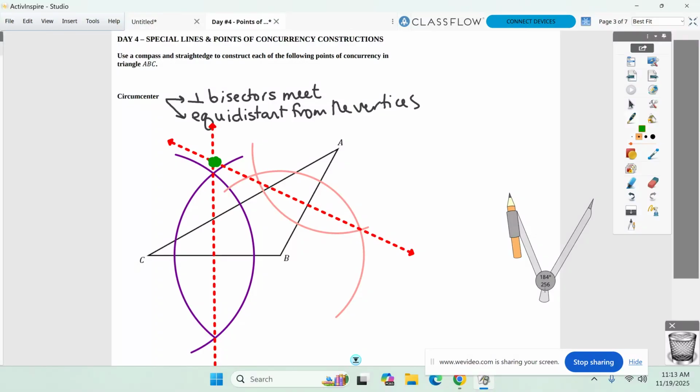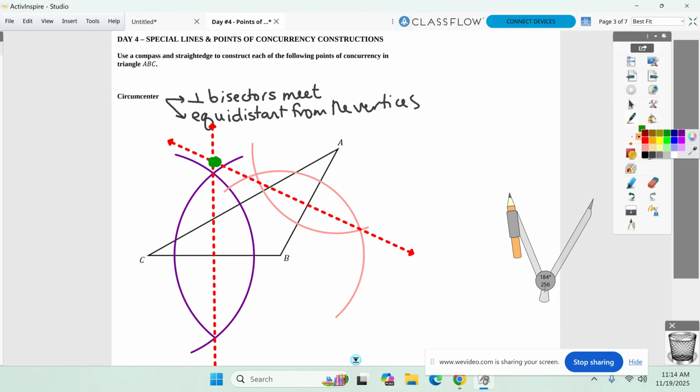Now move your compass to another vertex while still staying on the circumcenter. Did you have to open up or close your compass at all? Landed perfectly, didn't it? How beautiful is that? Oh, you want to try the third one? Go ahead. It is equidistant from the vertices, so that definitely has to be my circumcenter.